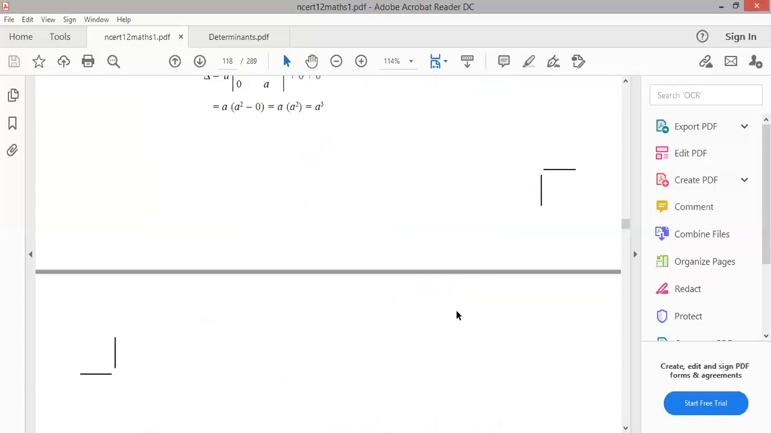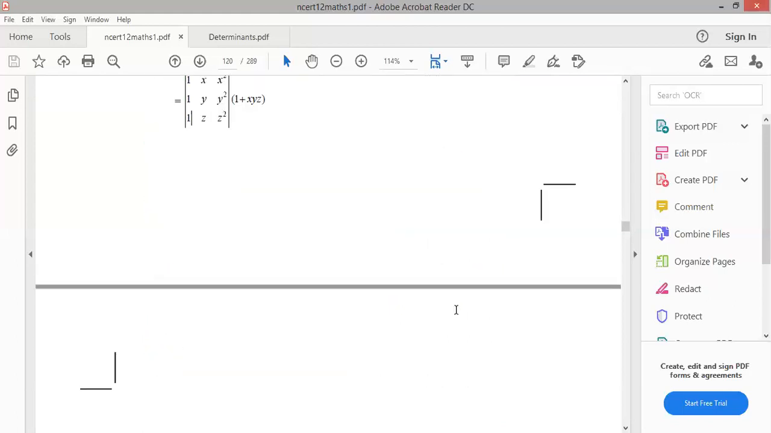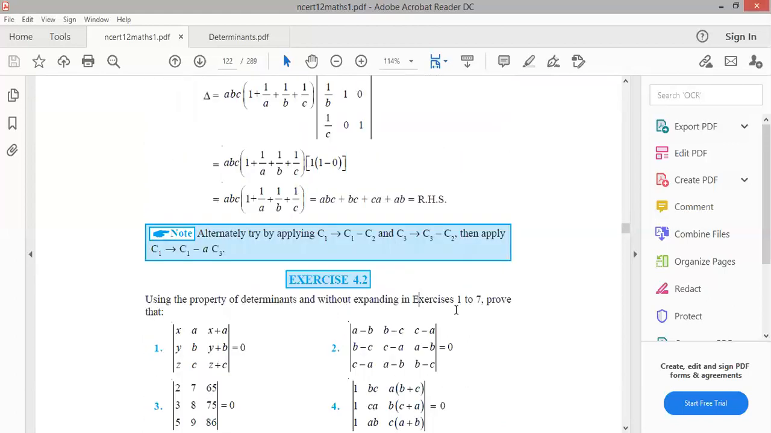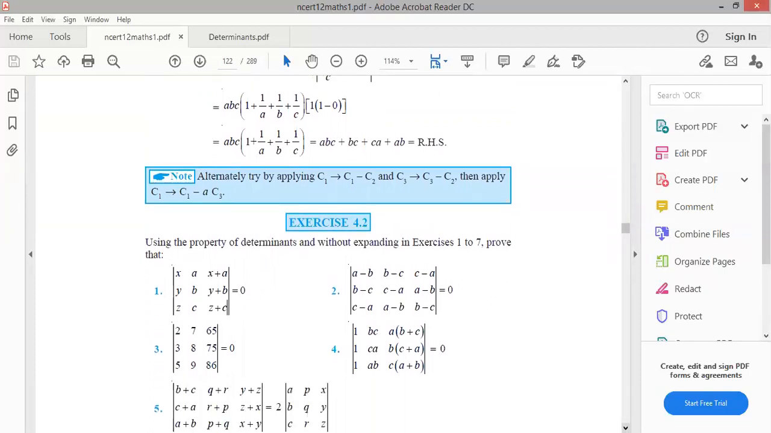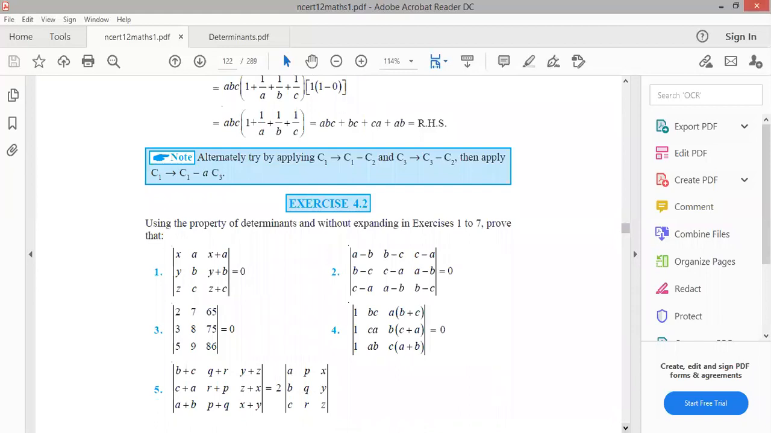We will come to some exercises here. These are exercises in exercise 4.2. Question number 1: the heading for questions 1 to 7 is using the property of determinants and without expanding. In exercises 1 to 7, prove that this is equal to 0.